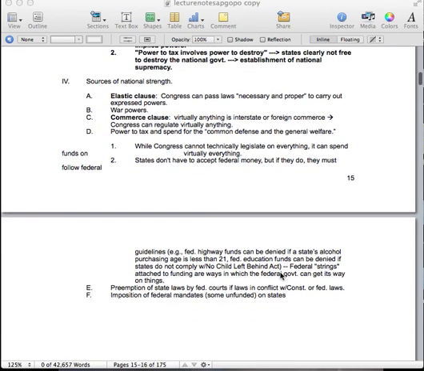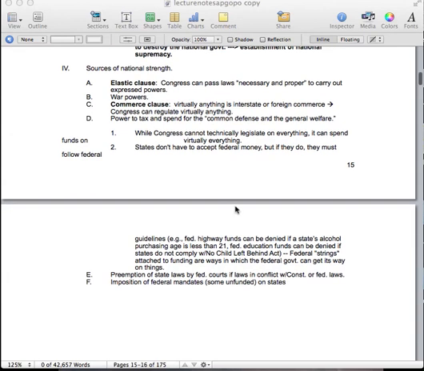So again, we have the power to do that, and this gives our Congress and our government national strength. What we're going to be talking about here is number 2. Number 1 says Congress cannot technically legislate on anything, but it can spend funds on virtually everything. We're going to get into that later in the semester. But number 2 is very important because that's what we're going to be talking about next, and that's called fiscal federalism.